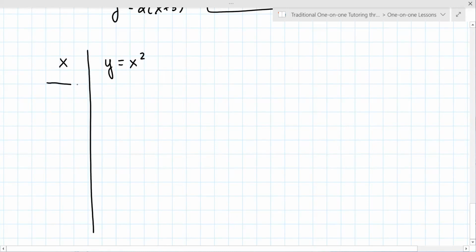Can you give me the values that go in this table? There's 5 values on the left and 5 values on the right. You got to know them. Like roll out of bed and you know them.